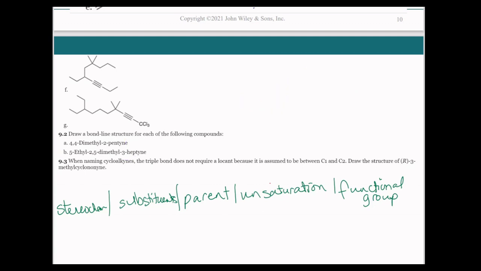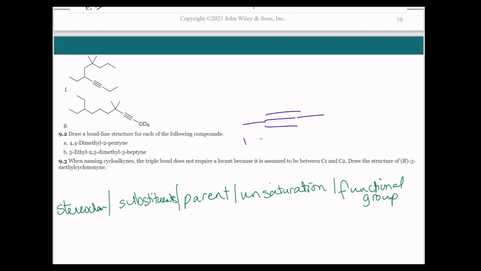For this next problem, we'll work problem 9.3. When naming cycloalkynes, the triple bond does not require a locant because it's assumed to be between carbons 1 and carbon 2. Draw the structure of R 3-methyl cyclononine. Okay, so let's begin, as we did previously, by drawing the alkyne functional group, and then we have to continue to make the carbons on either side in a linear fashion.